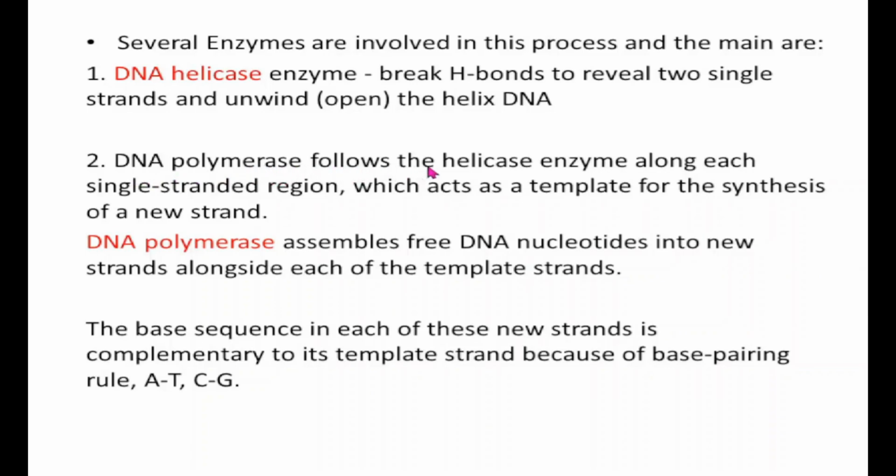So DNA polymerase follows the helicase enzyme along each strand, which acts as a template for the synthesis of the new strand. DNA polymerase assembles free DNA nucleotides into new strands alongside each of the template strands. The base sequence in each of these new strands is complementary to its template strand because of base pairing rules, that is, adenine always with thymine and cytosine always with guanine. Therefore, if you know one strand, then you can easily draw the other strand.